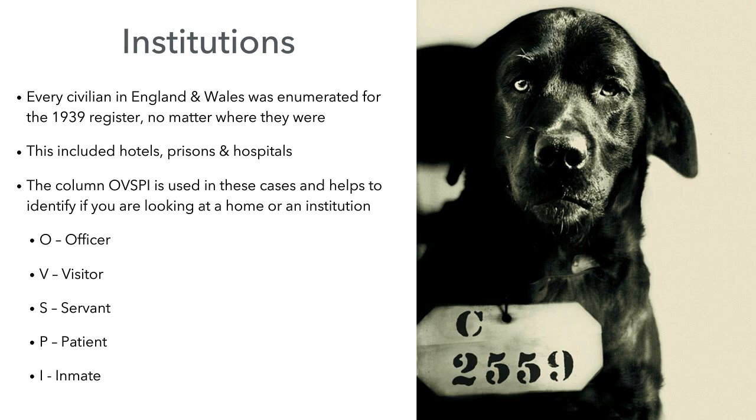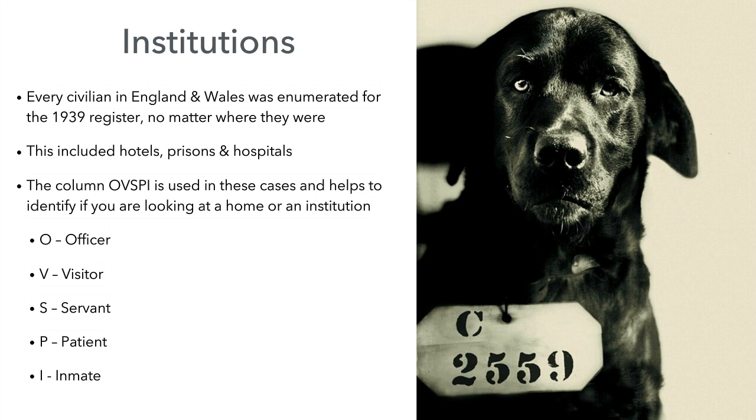We've also got institutions in the 1939 register. Institutions can include places such as hotels, prisons and hospitals. On the 1939 image, when you're looking at it, you've maybe already noticed there is a column entitled OVSPI. This stands for Officer, Visitor, Servant, Patient and Inmate.